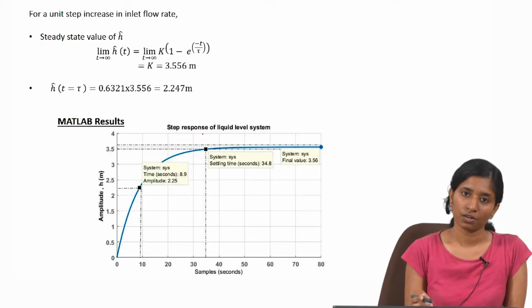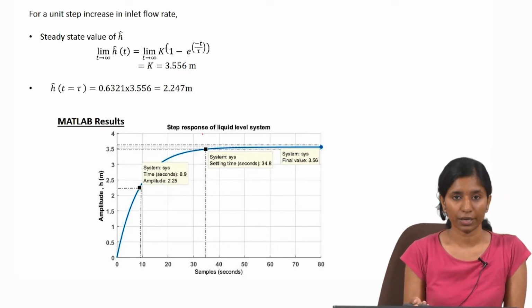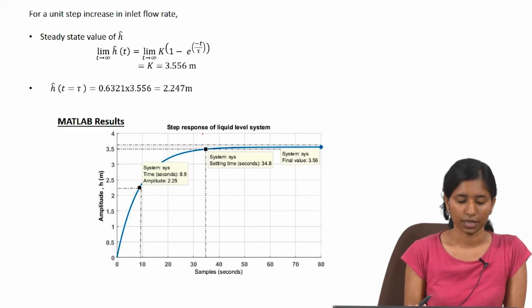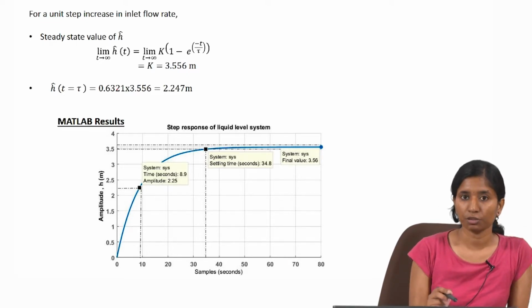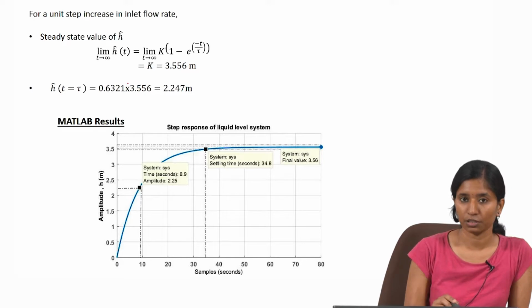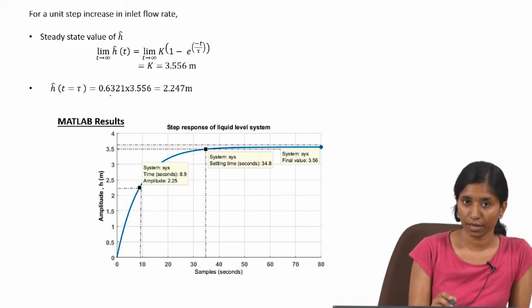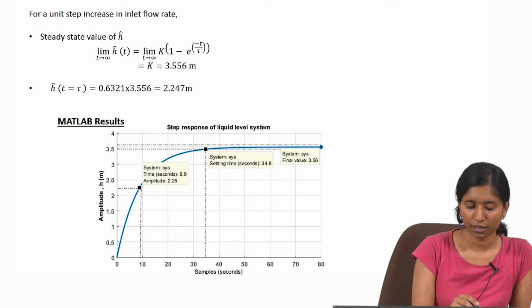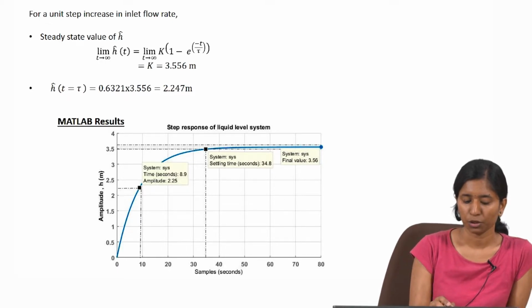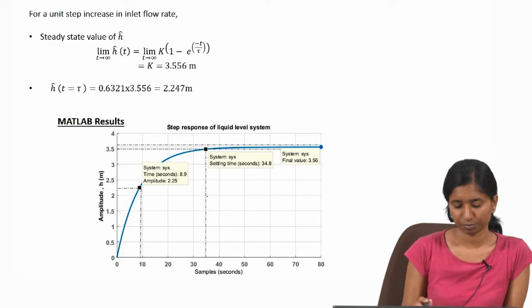Now, let us also see what will be the value of height at time t equal to the time constant. We know that at t equal to 1 time constant, the response has only reached 63.2% of its final steady state value. If we apply that logic here, we will find the value of height at time t equal to 1 time constant to be 2.247 meters.